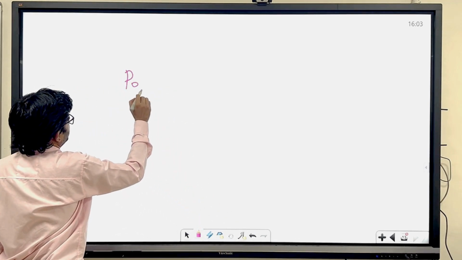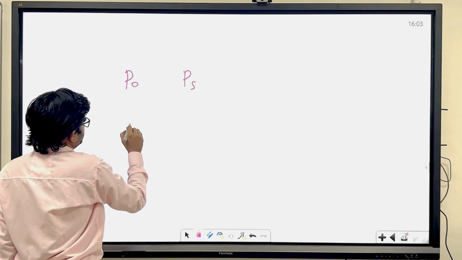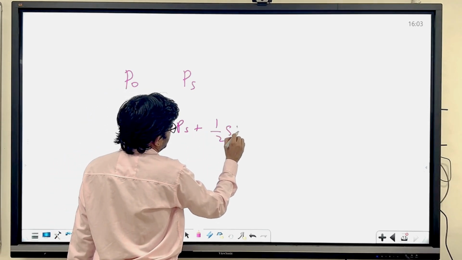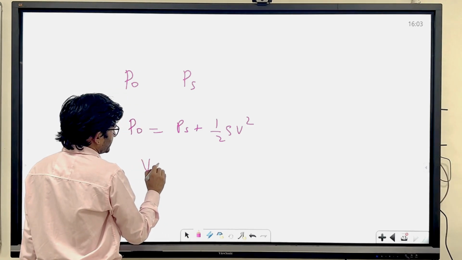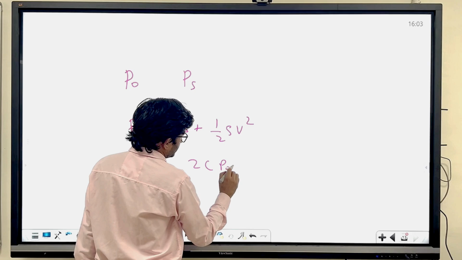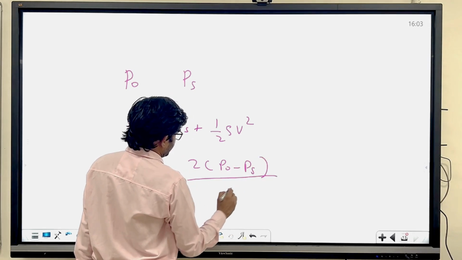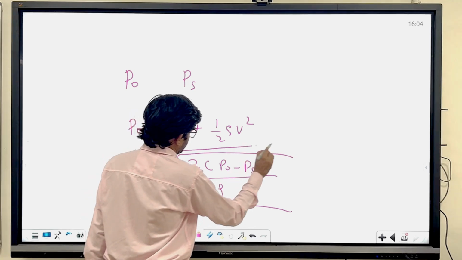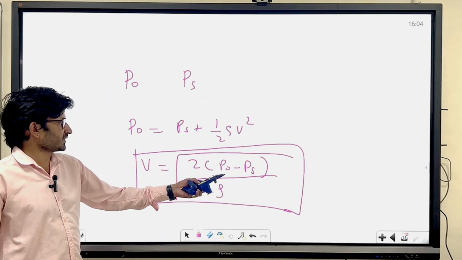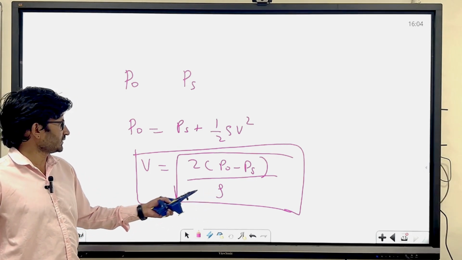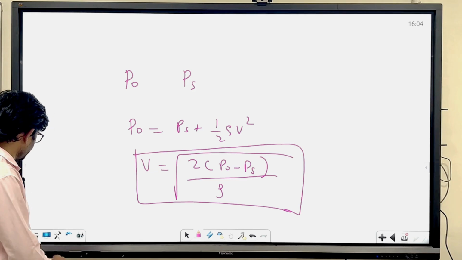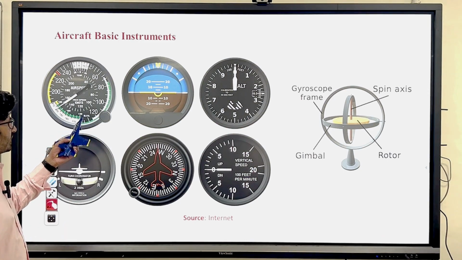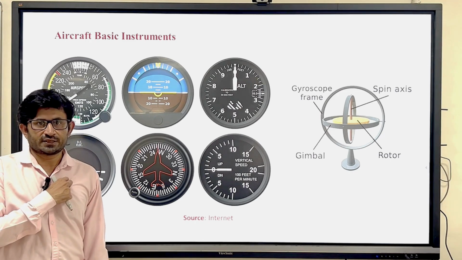For example, here you can see, if you have a total pressure P naught and static pressure Ps, you can write P naught equal to Ps plus half rho V square, and then V equals the square root of 2 times (P naught minus Ps) divided by rho. So if you measure the total pressure and static pressure, and you know the sea level density, you can find out what the indicated speed is. This is how these instruments work, based on the static and stagnation pressure.